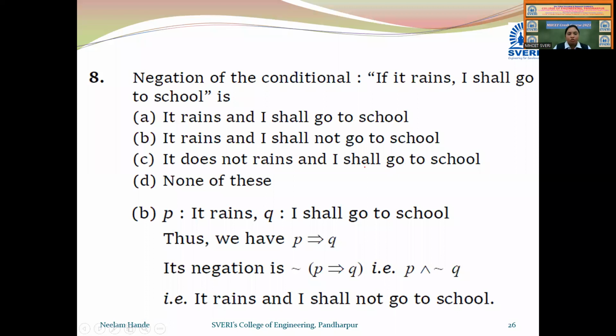Sure. Don't go to the answers. The answers are there. You think first, read the question and wait. Okay?